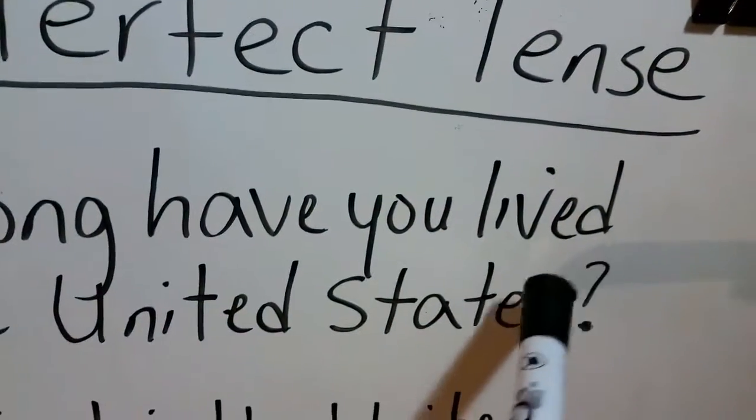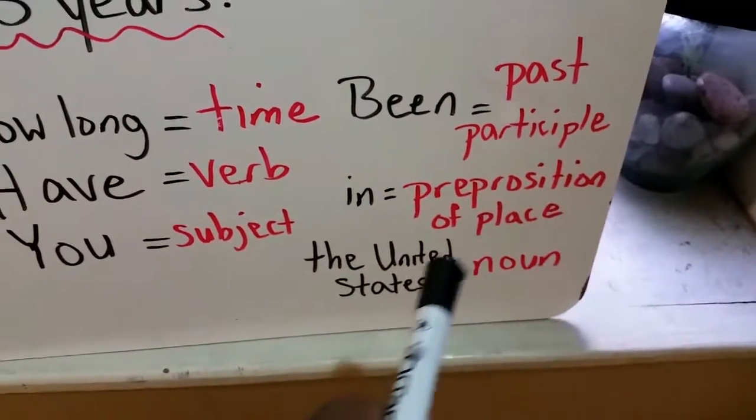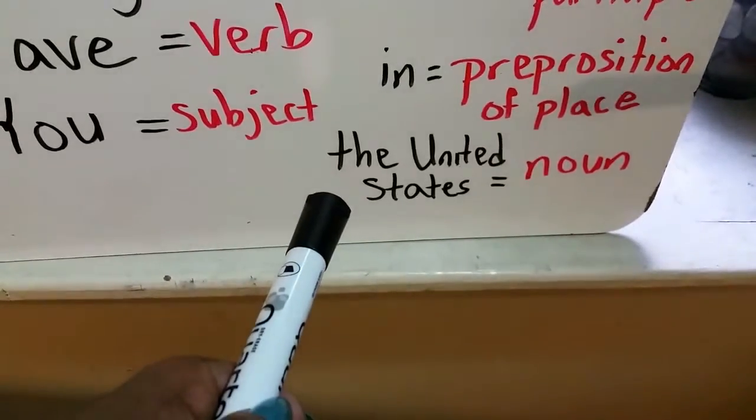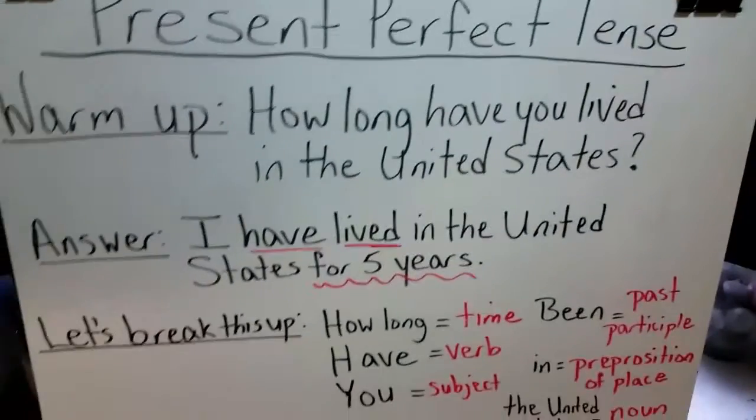Been, lived. One of the things you want to be careful with past participles is that a lot of times some verbs will use the ed form and some verbs do not. In means preposition of place, and the United States is a noun. It is an exact place.